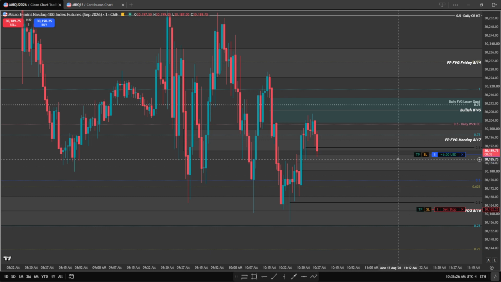All right, so that's my entry. Now I want to see it snap back up into this range really quickly. Nice. See that? If I had gone to break even, I'd be out at break even, but it immediately snapped back higher.